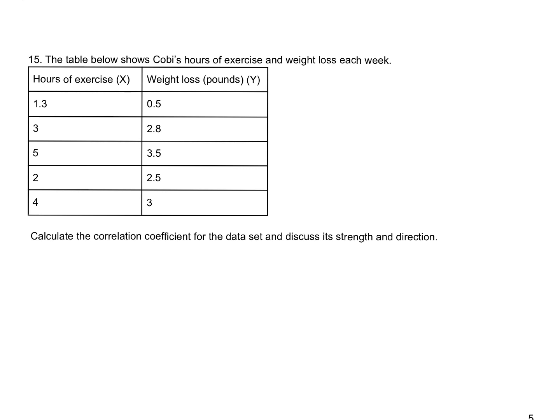All right, so last we have a table that shows hours of exercise and weight loss each week. And what we want to do is calculate the correlation coefficient for the data and discuss its strength and direction. So we're going to use Desmos, and we're going to enter our table first. In the top left corner of Desmos, there's a little plus button, and you'll want to hit it, and then you're going to select table.